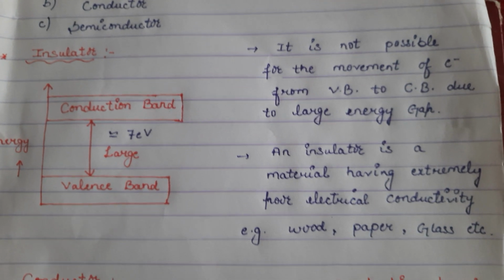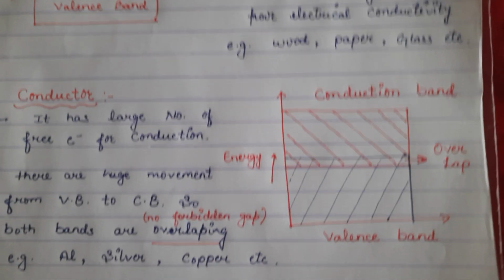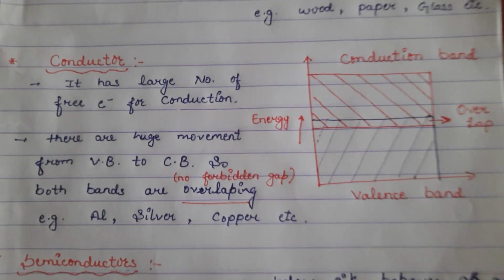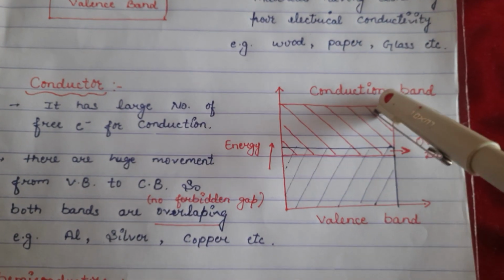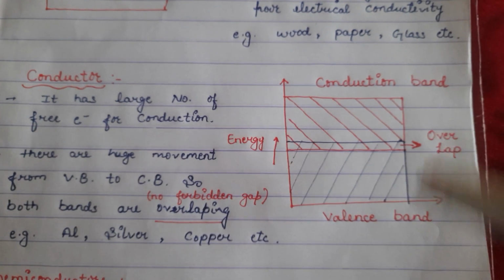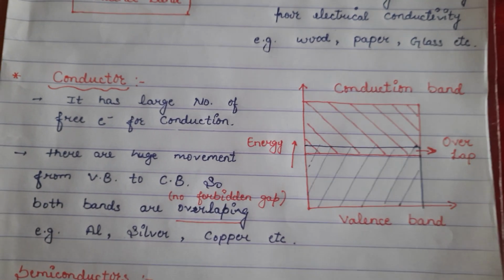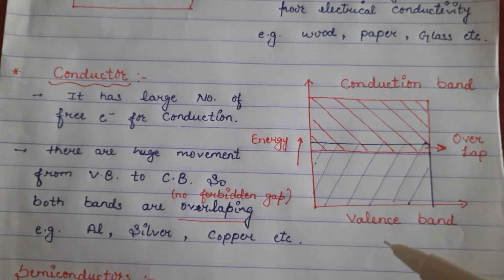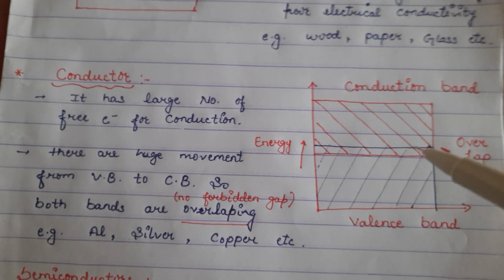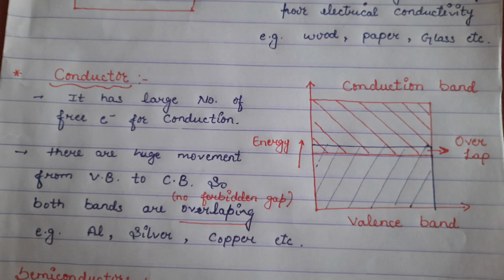So the next category is conductor. Conductors are those devices that conduct electricity. So here we see the conduction band and valence band overlap with each other. What does it mean? That means there is no forbidden gap between these two bands. So it has a large number of free electrons in the conduction band.